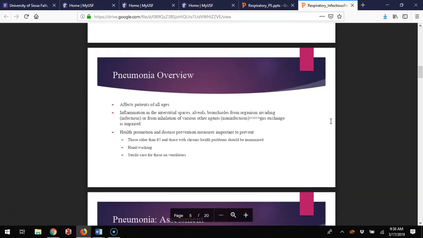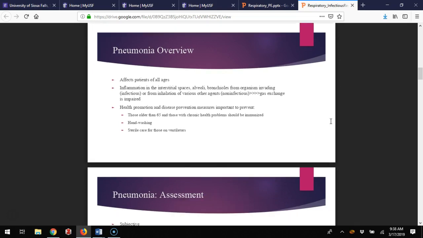So moving on to pneumonia, this can also affect all patients of all ages and demographics. This is an inflammatory process within that interstitial space of your lungs, and it impairs your gas exchange. So health promotion, disease prevention measures are paramount with this. We can give vaccinations to try and help those people that are immunocompromised or that are elderly, and that's the Pneumovax.